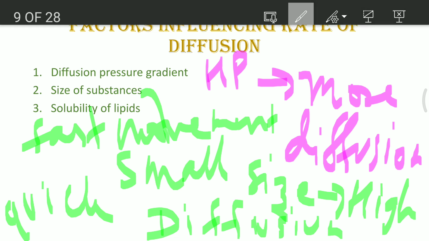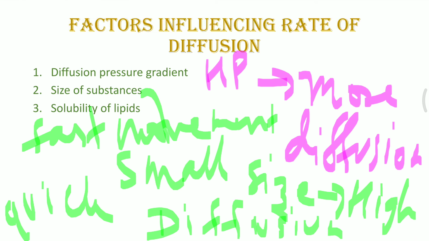So this is about the factors which are influencing rate of diffusion. First is diffusion pressure gradient. Higher the pressure gradient, more will be the rate of diffusion. Size of substances, smaller the size, quicker is the rate of diffusion. Solubility of lipids, as the cell is made up of lipid bilayer, so the movement is fast in case of substances which are made up of lipids.